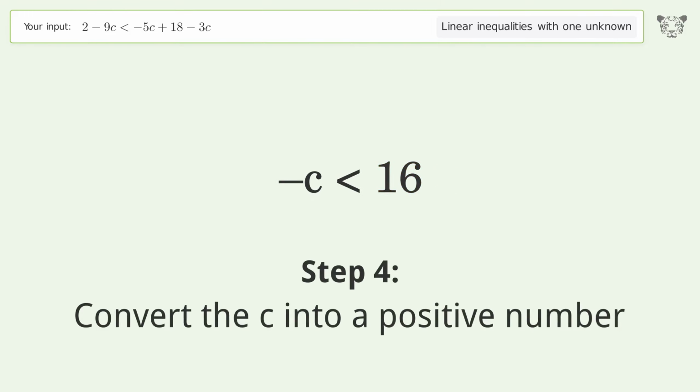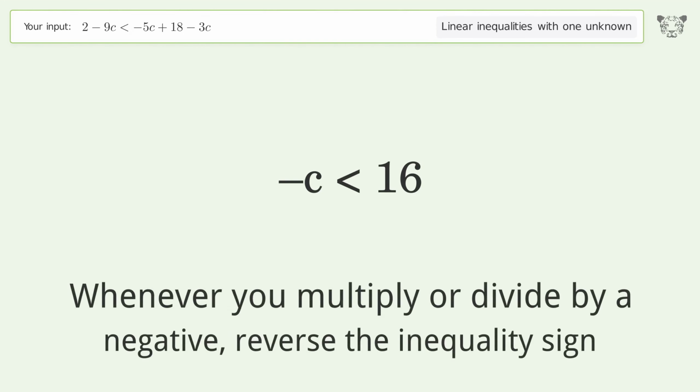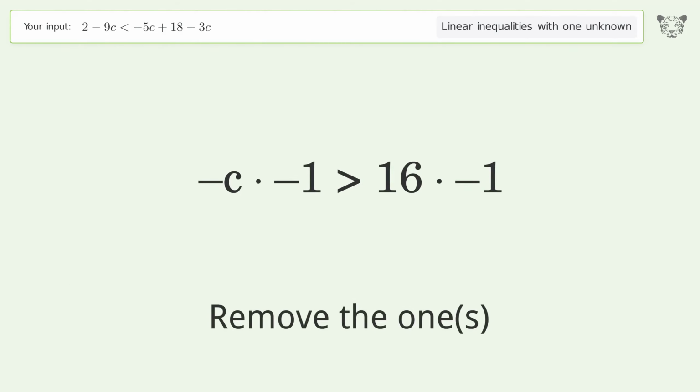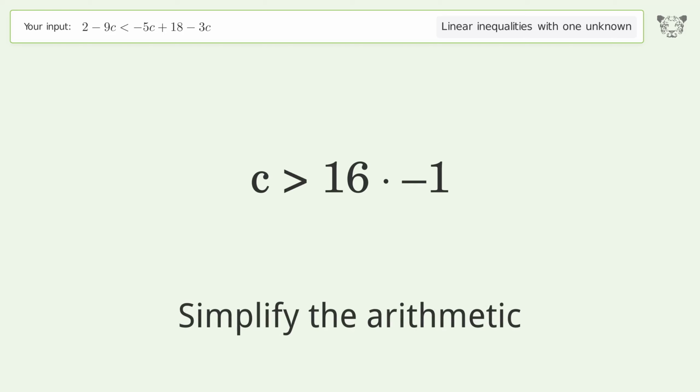Convert the c into a positive number. Multiply both sides by -1. Whenever you multiply or divide by a negative, reverse the inequality sign. Remove the ones. Simplify the arithmetic.